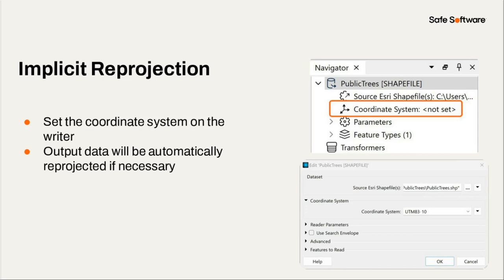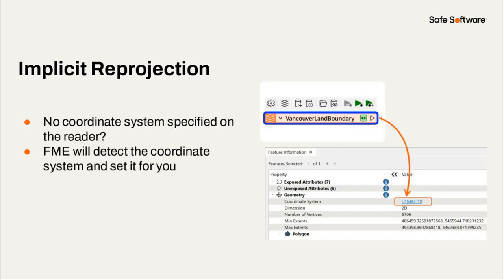Well, FME will automatically set the coordinate system when you're writing out your data, even if you haven't explicitly reprojected it or explicitly set it in the writer. So just keep in mind, if you haven't touched the coordinate system parameters on your readers or writers, FME will be handling that automatically. And with the implicit reprojection, you'll be able to get a view of your data and see what the coordinate system is as you work through your workspace.